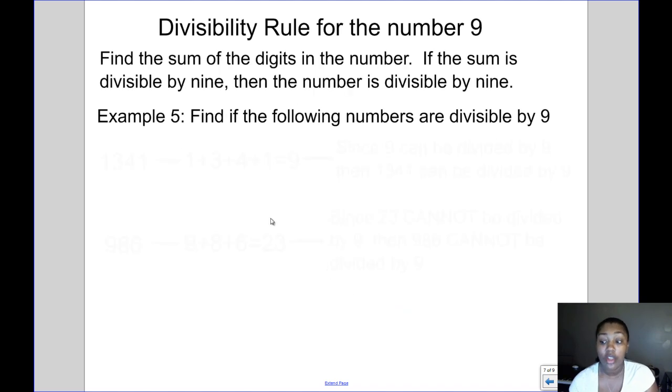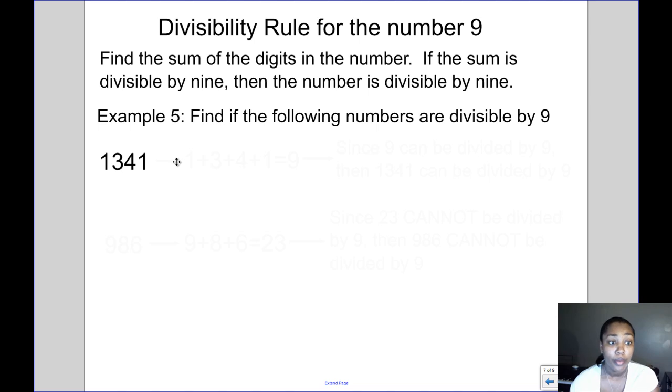So here's a divisibility rule for the number 9. Again, you're going to do the number 9 just like you did the number 3. You're going to find the sum of the digits of the number, and if the sum is divisible by 9, then the number is also divisible by 9.